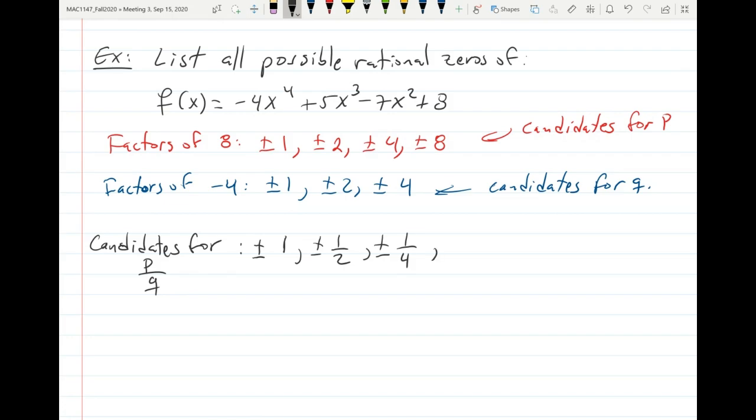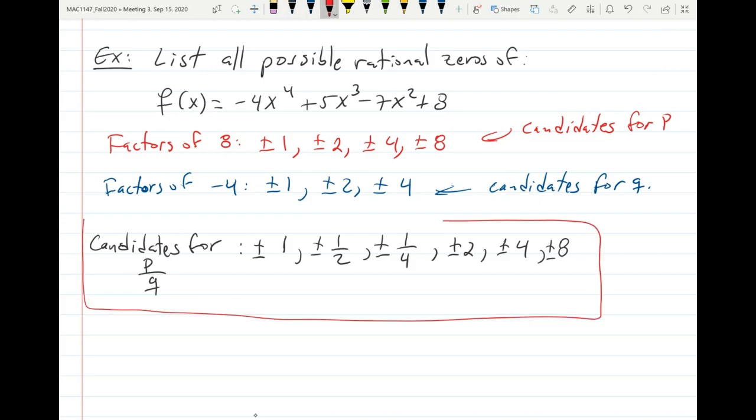So let's see. With 2 on top, we have 2 over 1, so that's plus or minus 2. Then 2 over 2, that's 1. We already have it. And 2 over 4, that's 1/2. We already have it, so there's no need to write. Let's go to 4 and repeat. 4 over 1, that's new. 4 over 2 is 2. We already have it. 4 over 4, that's 1. We already have it. And then we go to 8. So that's plus or minus 8, then 4 and 2, we already have it. So this right here is our list of candidates.